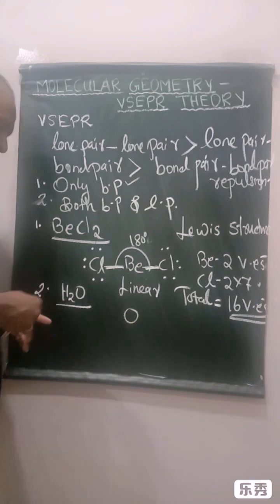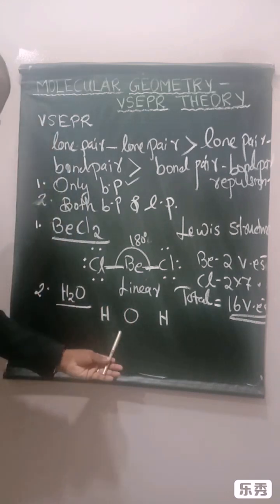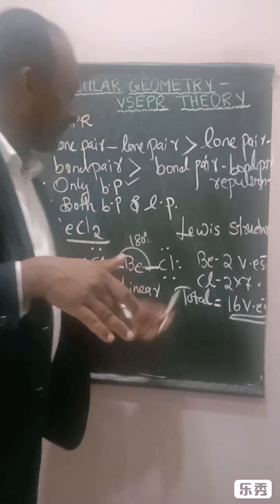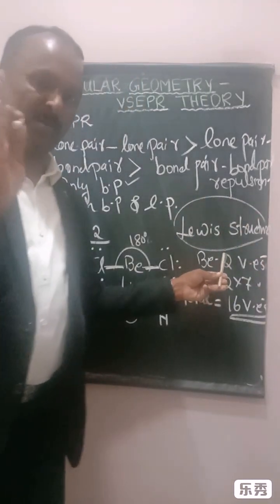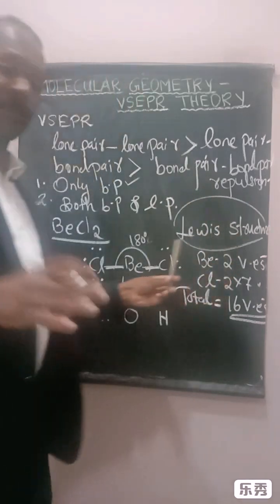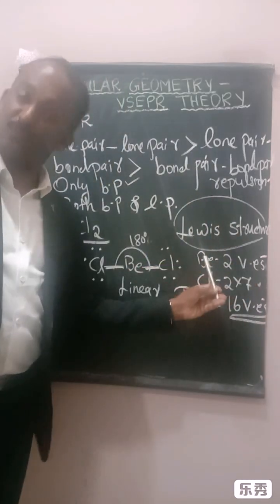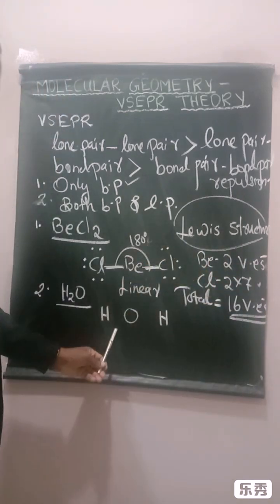Next, when we go to the H2O molecule, as I told you, this is the central atom and there are two surrounding atoms. This is one hydrogen, this is another hydrogen, this is the skeletal structure. So what we are going to do now is draw the Lewis structure of the molecule. As I told you before, in order to predict the geometry of any molecule by using VSEPR theory, the first step is to draw the Lewis structure of the molecule. So what is the Lewis structure of a water molecule?